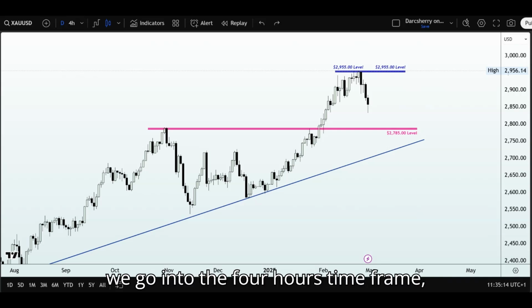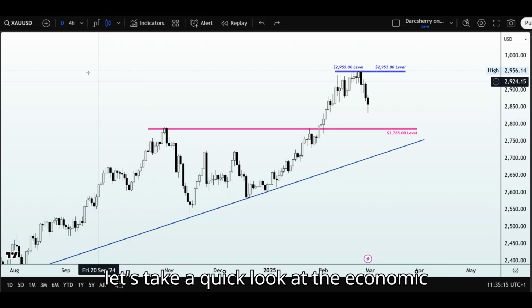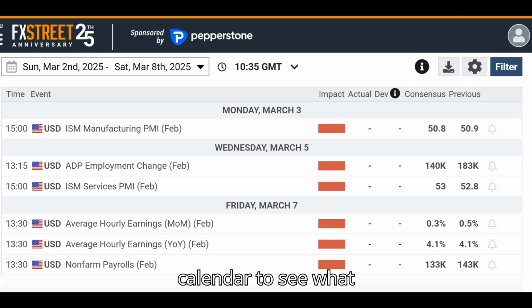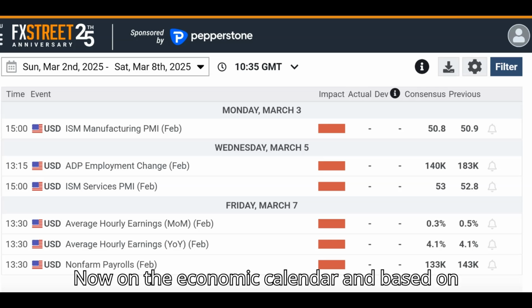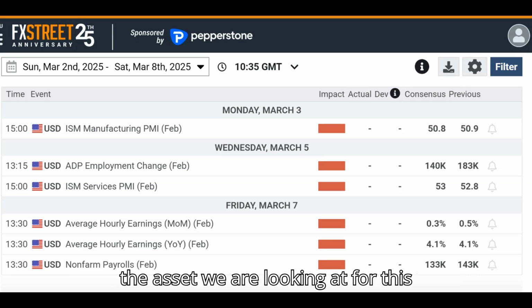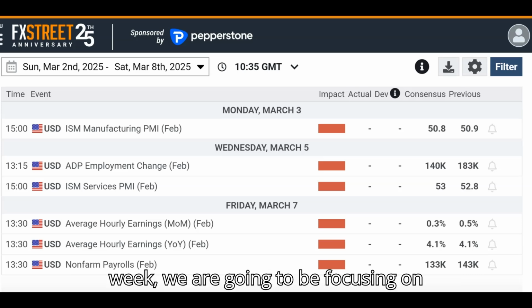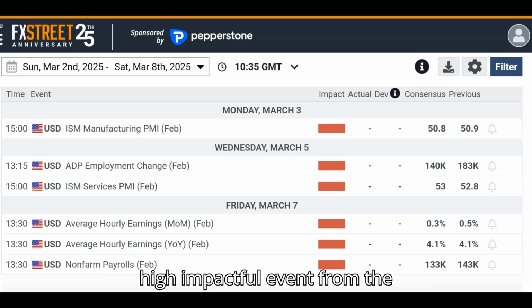But before we go into the 4 hours time frame, let's take a quick look at the economic calendar to see what important data and events are coming up next week, and of course will influence the sentiment around this particular market. Now, on the economic calendar and based on the asset we are looking at for this week, we are going to be focusing on high impact events from the United States.